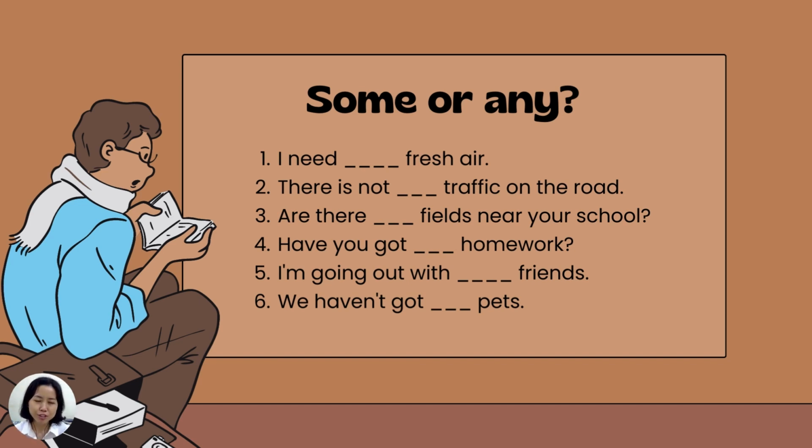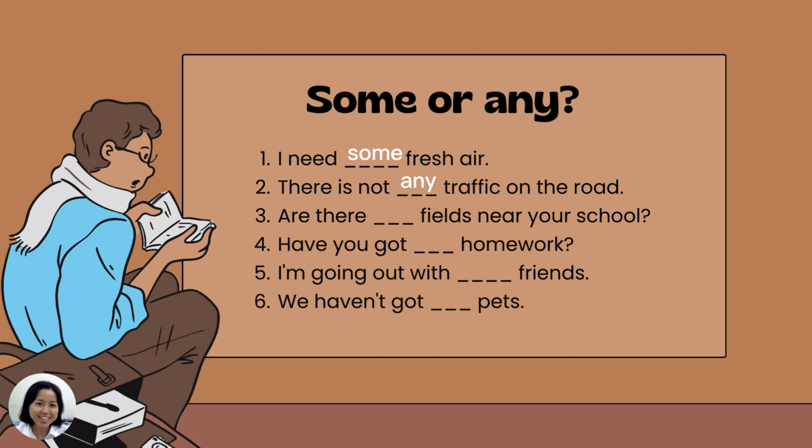Well, first you need to identify what type of sentence this is. Is this positive or affirmative? Is this negative or is this a yes question? What is this? Good. This one is a statement, a positive sentence. So, which one do you prefer to use? Some or any? Good. I need some fresh air. Good. What about number two? There is not blank traffic on the road. Good. There is not any traffic on the road.